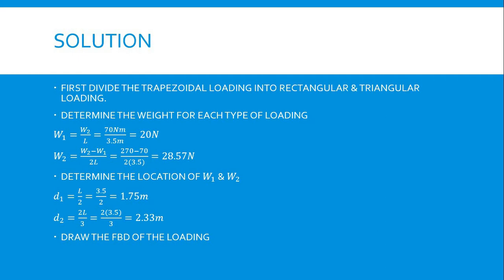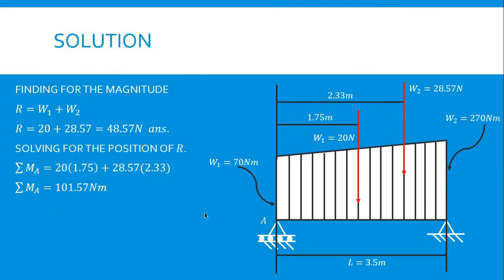By substituting the given to D1, 3.5 all over 2, that will give us 1.75 meter. And substituting the given for D2, 2 times 3.5 all over 3, that will give us 2.33 meter. And the last step is to draw the free body diagram of the loading. So in finding the magnitude, we are going to use the formula R is equal to weight 1 plus weight 2. By substituting the answers earlier, we will get 20 plus 28.57. That will give us a total of 48.57 Newton.